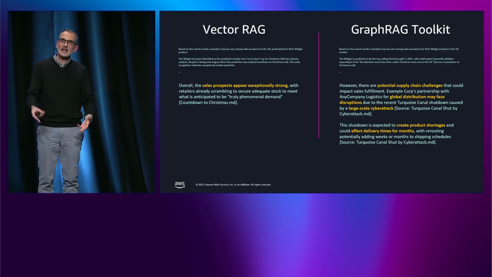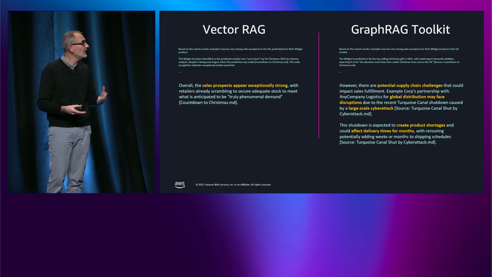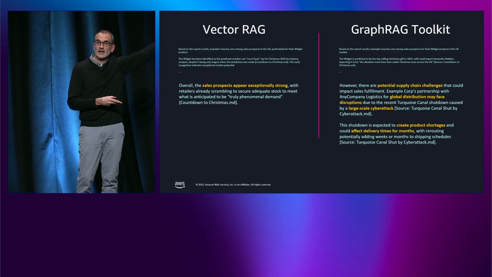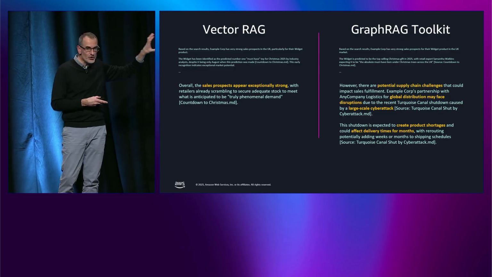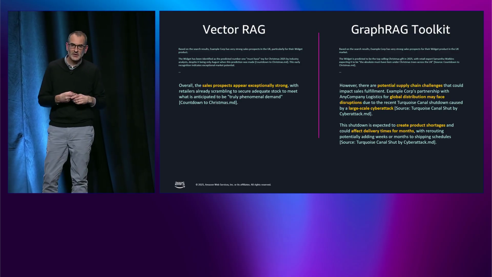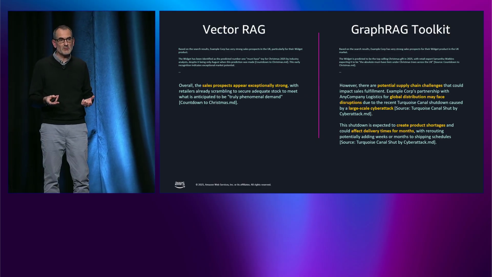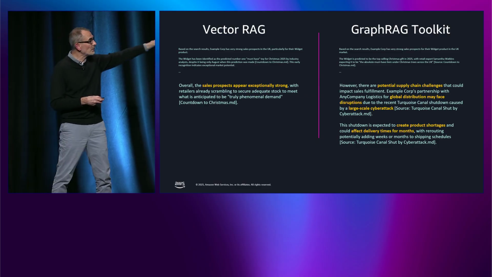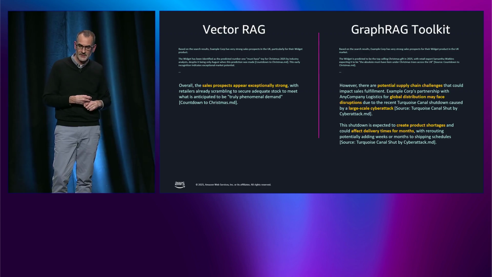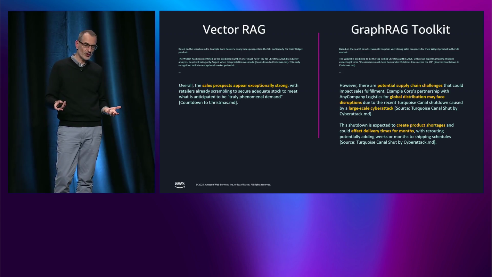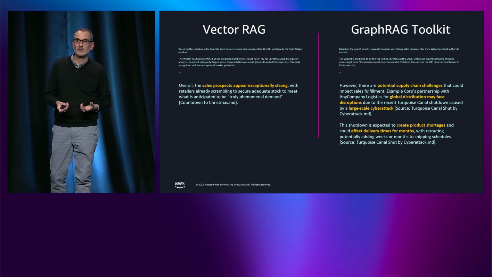But if we run the exact same question with the GraphRag Toolkit, we get all of that detail, but then we get a more nuanced conclusion. Potential supply chain challenges, global distribution may face disruption, all because of a large-scale cyber attack. So this could create product shortages and affect delivery times.